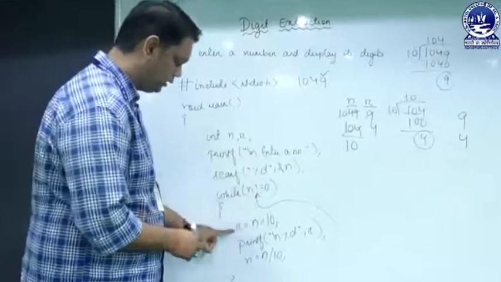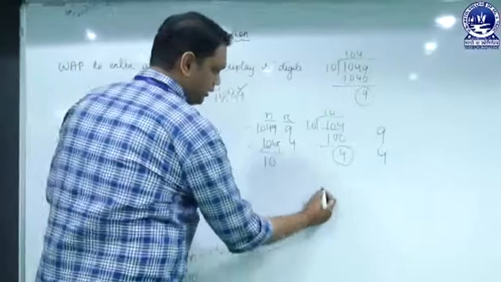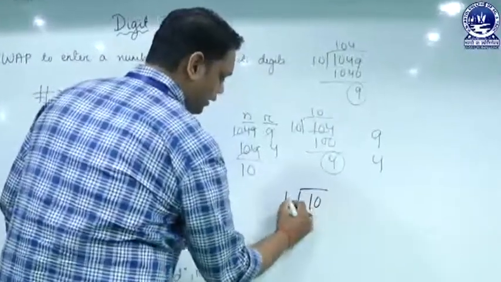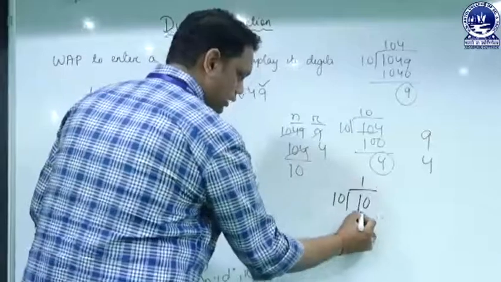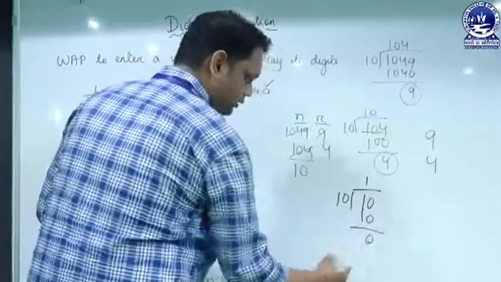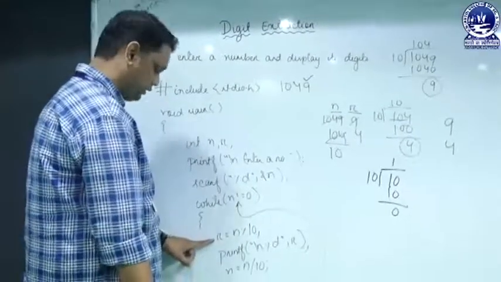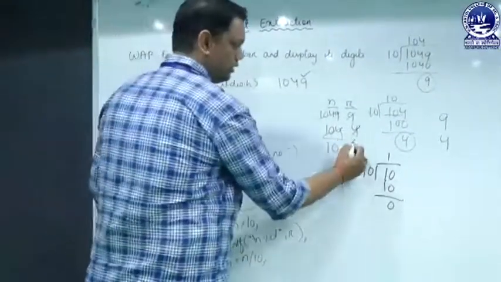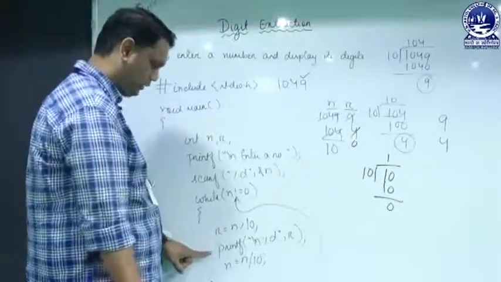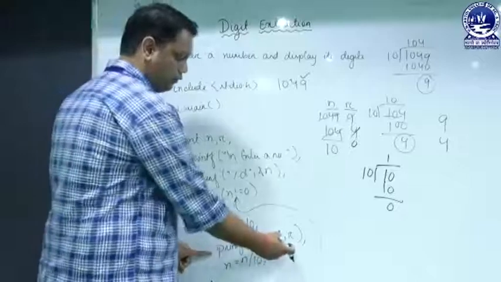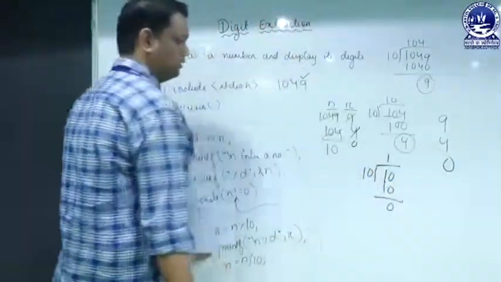Now it will enter over here, r equal to n modulo 10. So n is having the value 10. So 10 will be divided by 10 again. So remainder is 0. So r will have value 0 because it returns the remainder, as we have the modulo division operator over here. Next it will print the value of r. So the value of r is 0, and it will print the value 0.